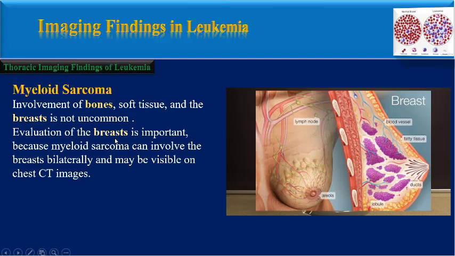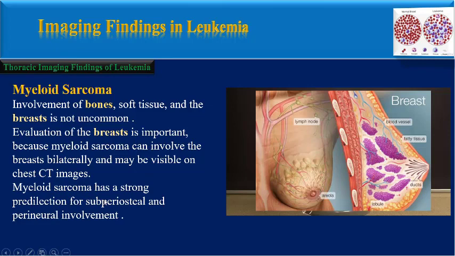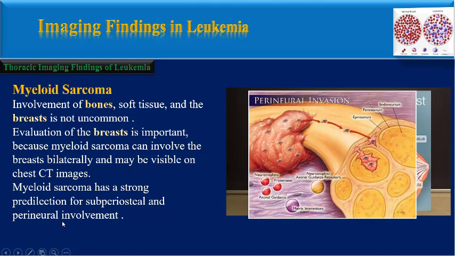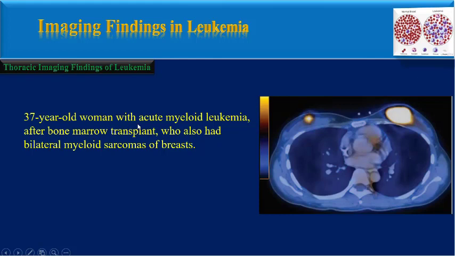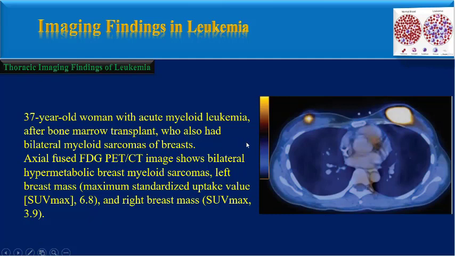Evaluation of the breasts is important because myeloid sarcoma can involve the breasts bilaterally and may be visible on chest CT images. Myeloid sarcoma has a strong predilection for subperiosteal and perineural involvement. Another case presentation: 37-year-old woman with acute myeloid leukemia after bone marrow transplant who also had bilateral myeloid sarcomas of breasts. Axial fused FDG PET-CT shows bilateral hypermetabolic breast myeloid sarcomas.